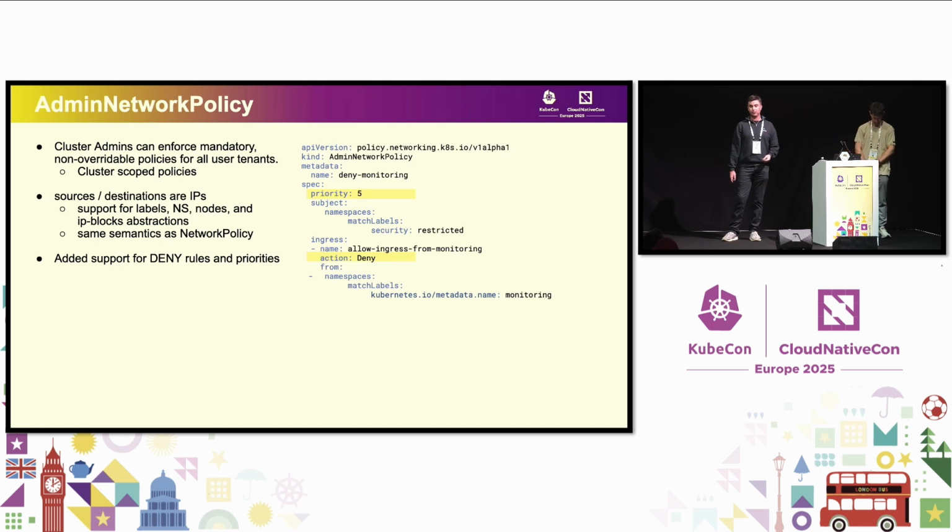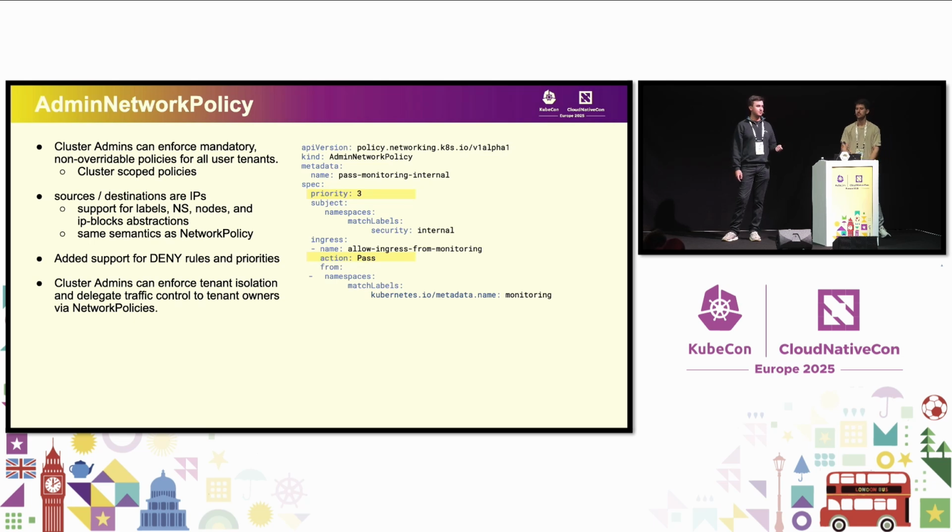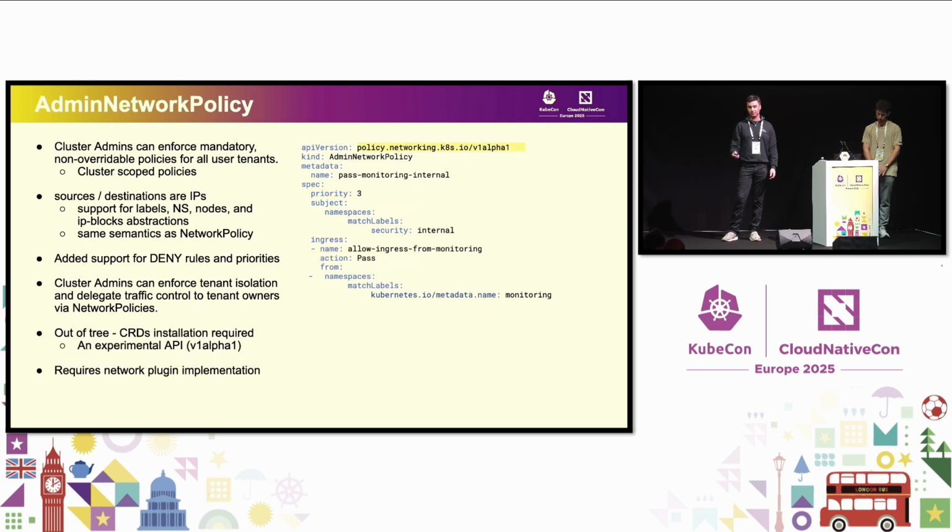This also adds support for deny and support for priority. So you can go at a higher priority and say monitoring can talk to everything except for namespaces labeled security restricted at a higher priority. We're going to deny that. And finally, you can also pass. So you can allow, deny, or pass. And in this example, even higher priority, if the namespace is labeled security internal, we're going to pass it. And what that means is it'll be up to the namespace admin to use network policies to control their traffic.